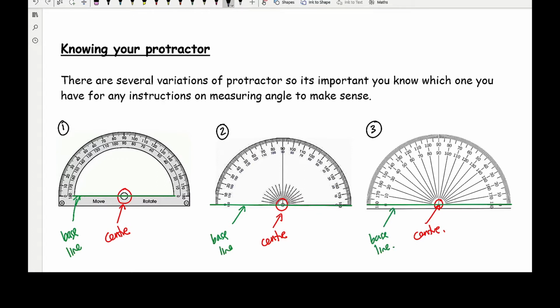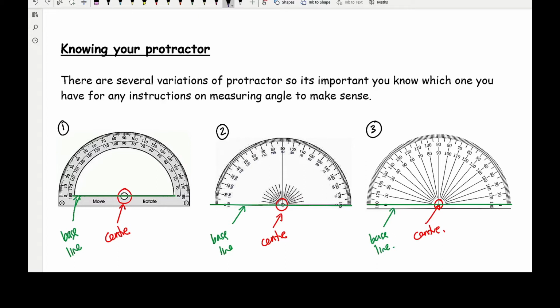Now on most protractors you will have two zeros. You've got a set of inside numbers and a set of outside numbers, and you may be asking yourself, why have I got one on either end? Well, it depends on where and how you're measuring your angle.